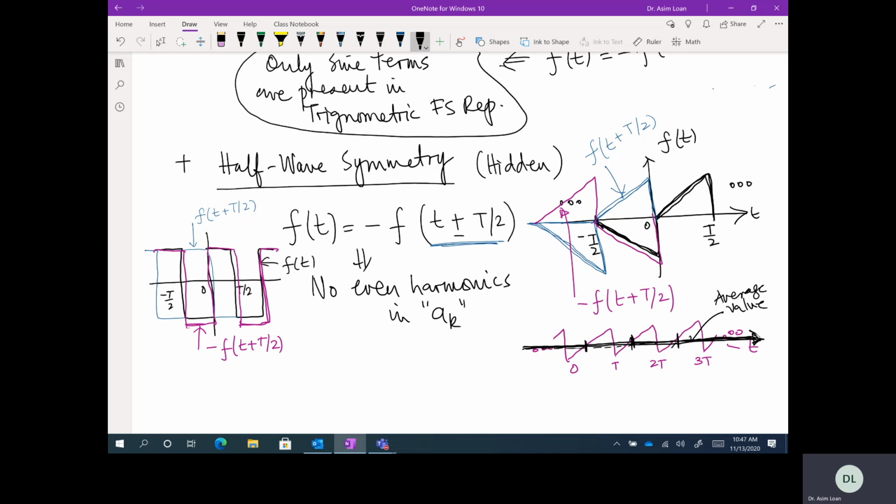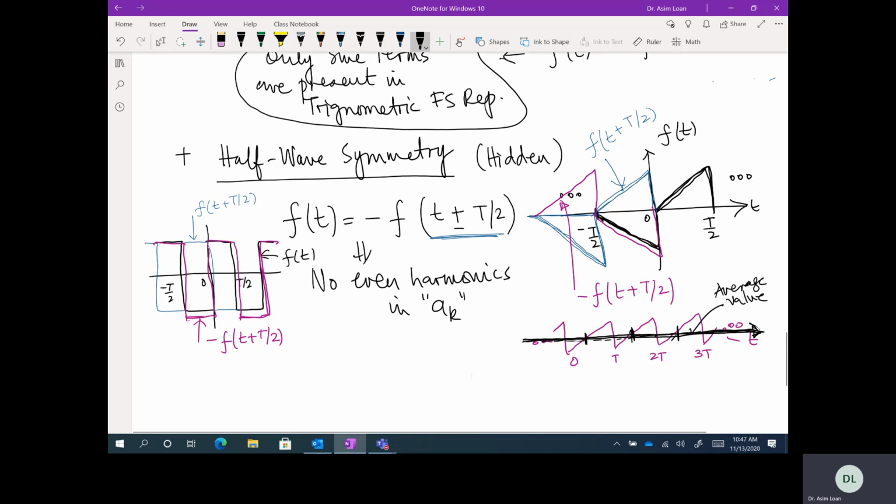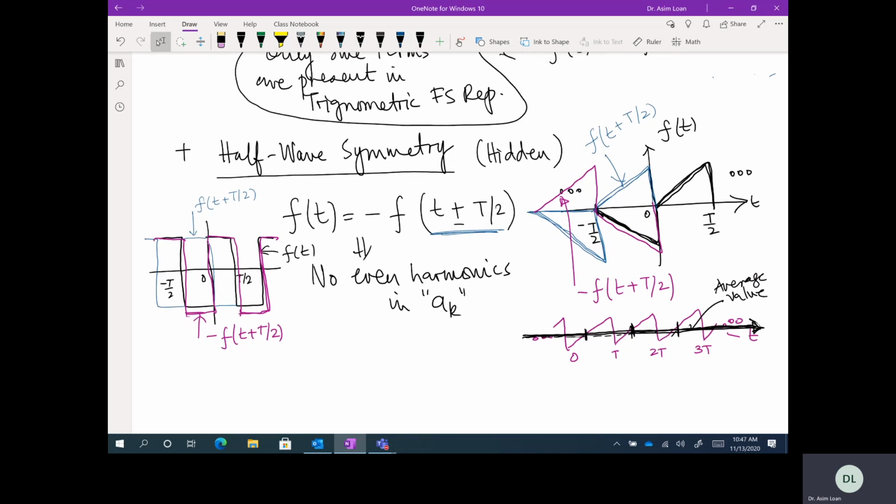So you can go home and try this one. This is what is meant by hidden symmetry. Sometimes it's not obvious, and you have to subtract the average value and then see whether the hidden symmetry is there or not. If you have half wave symmetry, there will be no even harmonics, and that is the case in this square pulse or square wave or square pulse train, whatever you call it. So A2K will always be 0.